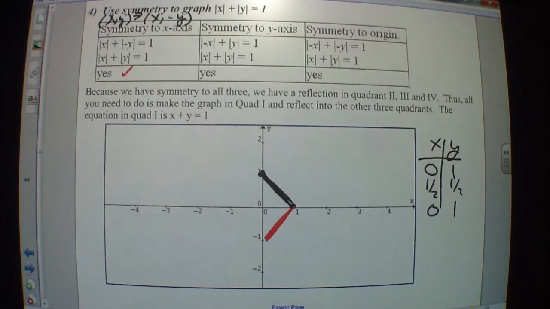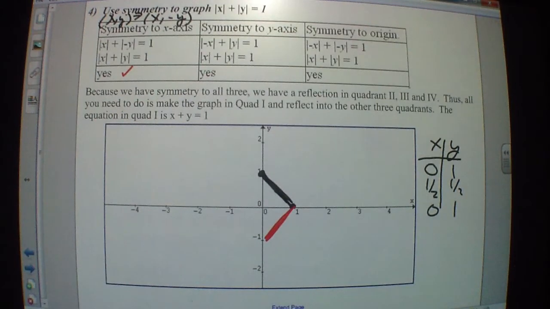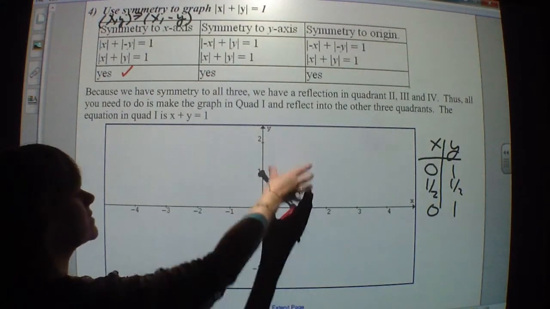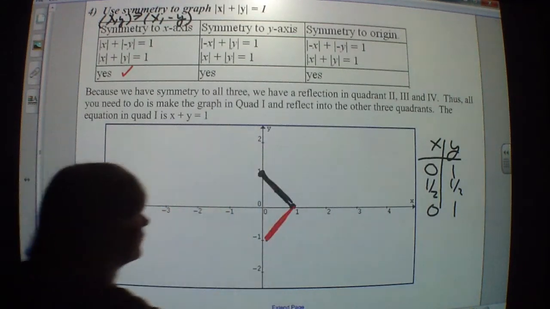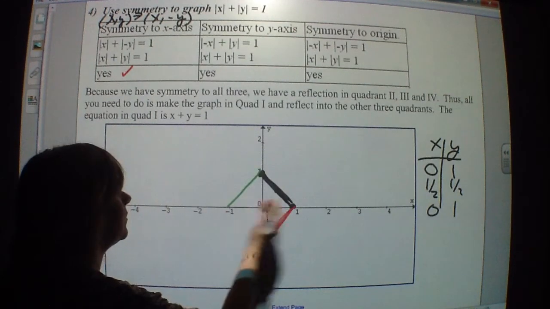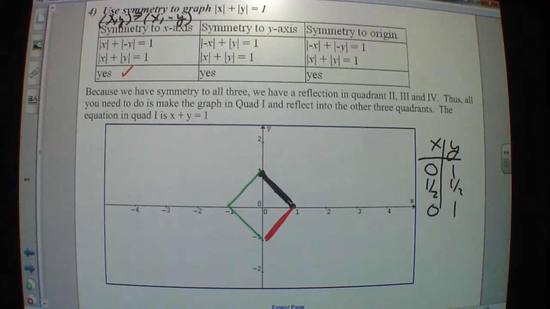Now let me check symmetry with respect to the origin. With the origin, for every xy, there's a negative x, negative y. So plug in negative x for x, negative y for y. See if you get back to the same equation. You do. So that means for xy, I said that there's a negative x, negative y. So this maps to over here. So this maps to here. The red maps down there. And now I really have my whole graph.